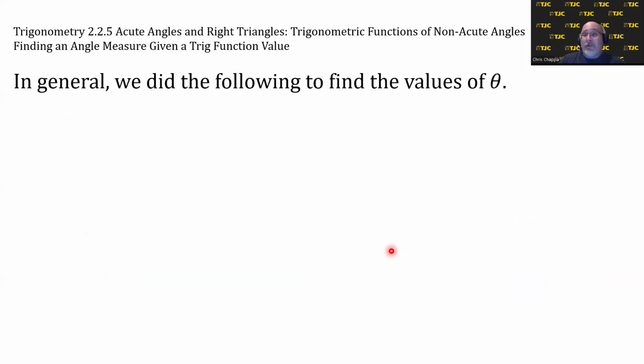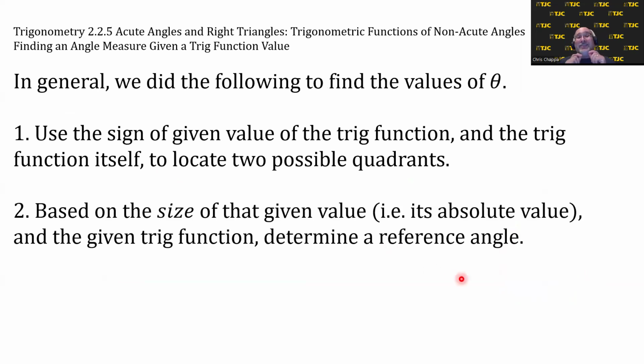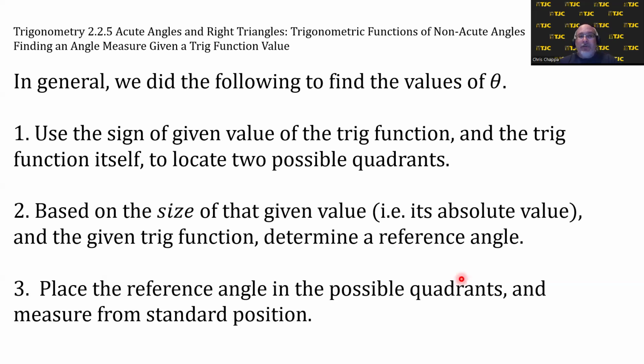In general, we did the following to find the values of theta. Number one, we used the sign of the given value of the trig function and the trig function itself to locate two possible quadrants. Number two, based on the size of that given value, in other words, its absolute value, and the given trig function, we determined a reference angle. And thirdly, we placed the reference angle in the possible quadrants and measured from standard position. So these are the steps for solving equations like sine of theta equals negative square root of 3 over 2 in the interval 0 to 360.